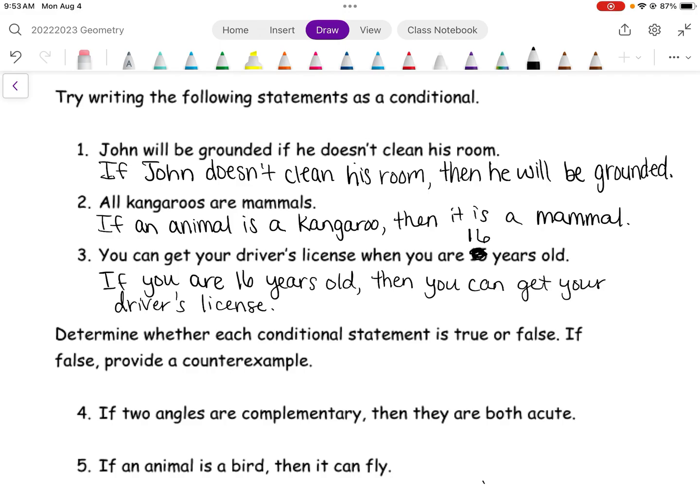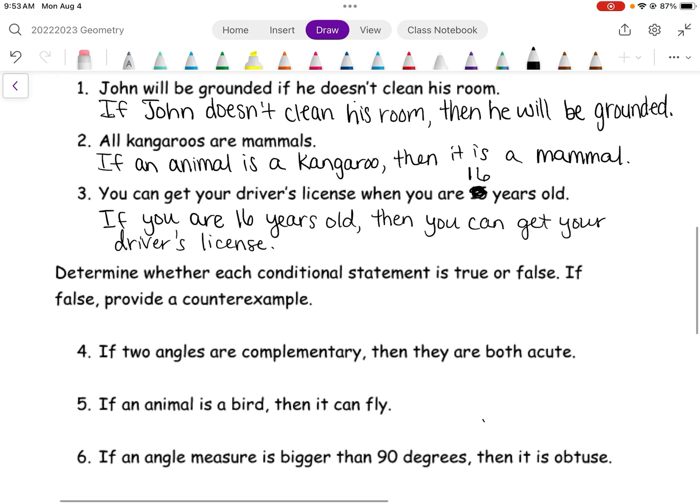So now we're going to talk about true or false. So conditionals are only true if you cannot come up with a counterexample. A counterexample is kind of something that would prove it wrong, okay? So number 4, here is one that is related to geometry, okay? So we have to think about some of our vocab words that we've talked about in Unit 1, Part A. And it says, if two angles are complementary, then they are both acute. So first of all, let's think about the hypothesis, the condition that has to be met. Two angles are complementary. This is the hypothesis.